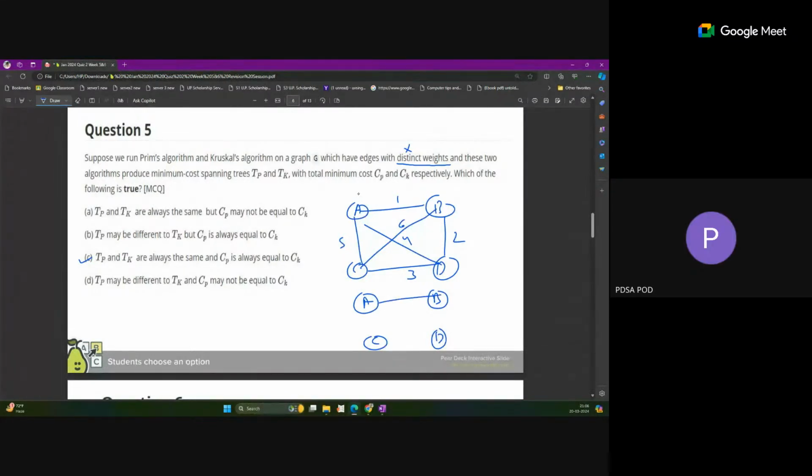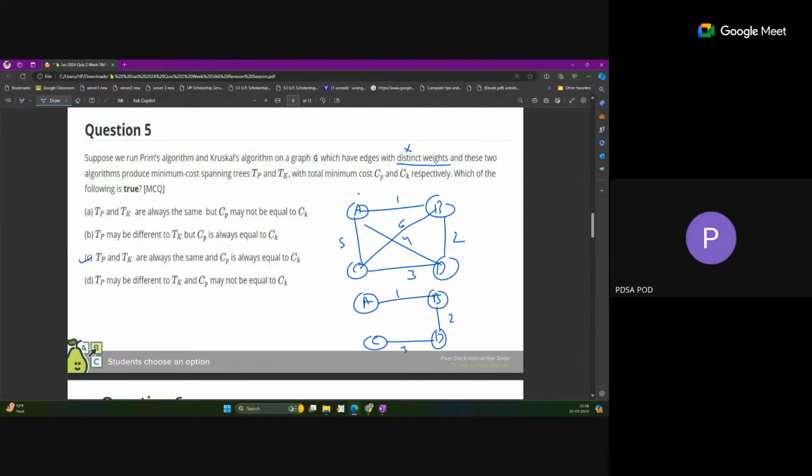So A to B, then the next smallest one, B to D, and the next smallest one, if it is not creating a cycle, D to C. Yes, it is not creating a cycle. So 1, 2, and 3 are coming. If you apply Prim's or Kruskal's algorithm, you will always get the same tree, because there is no duplication here. That means Kruskal and Prim both will select the same edges, with the same cost.